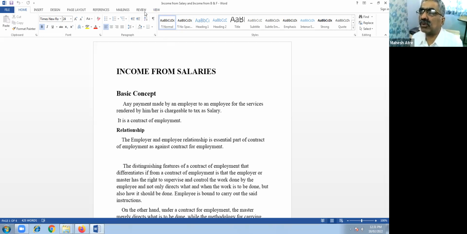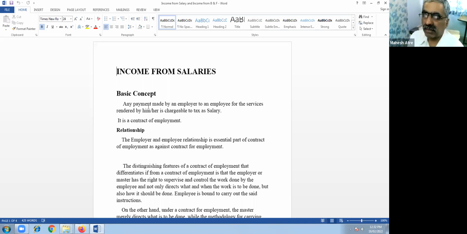So try to understand, when we talk about income from salary, the base is the relationship. Any payment received or earned by the employee from the employer for the services he has rendered is chargeable to tax as salary. Salary may be of different types: basic salary, contract salary, wages, or daily wages. But what is important is the relationship. If there is a relationship of employer and employee, we call it salary, and it is taxable under the head salary.